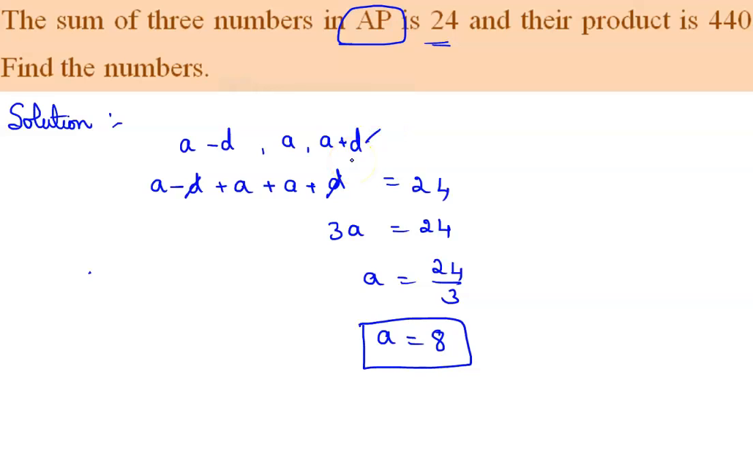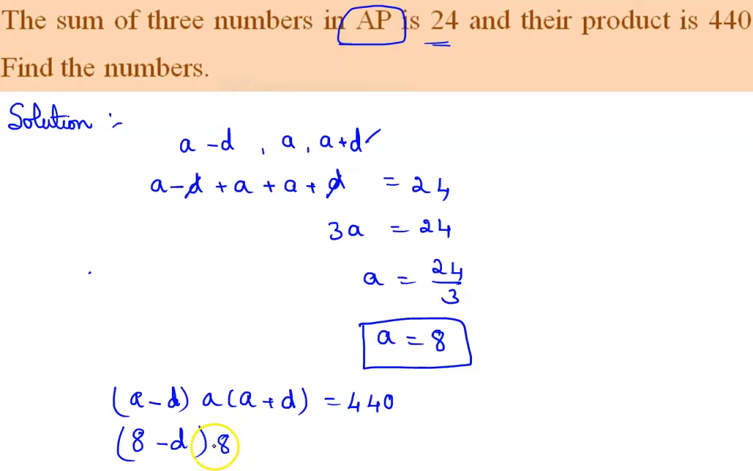What is the other statement given? The product of the three numbers is 440. So the product, that is (a minus d) into a into (a plus d), equals 440. Now we know the value of a, it is 8. So substitute here: (8 minus d) into 8 into (8 plus d) equals 440.